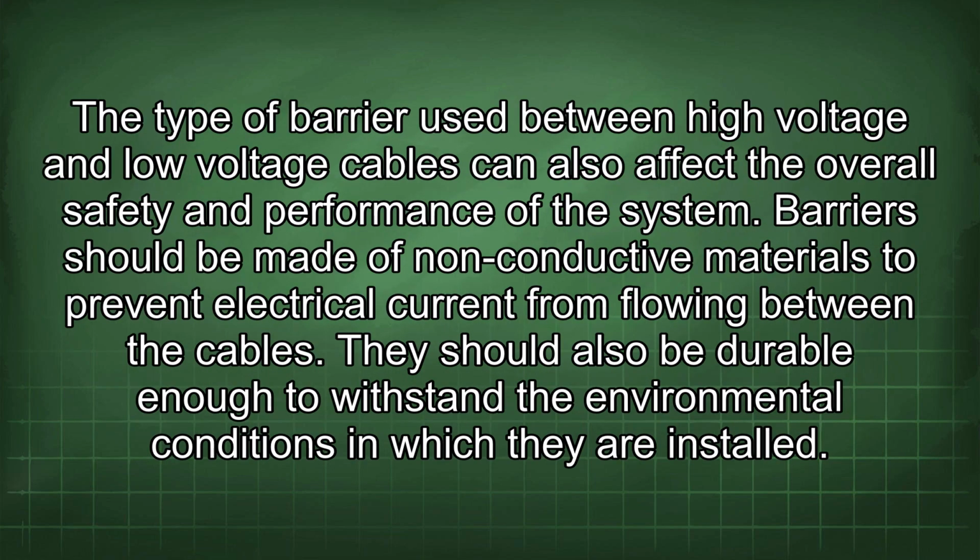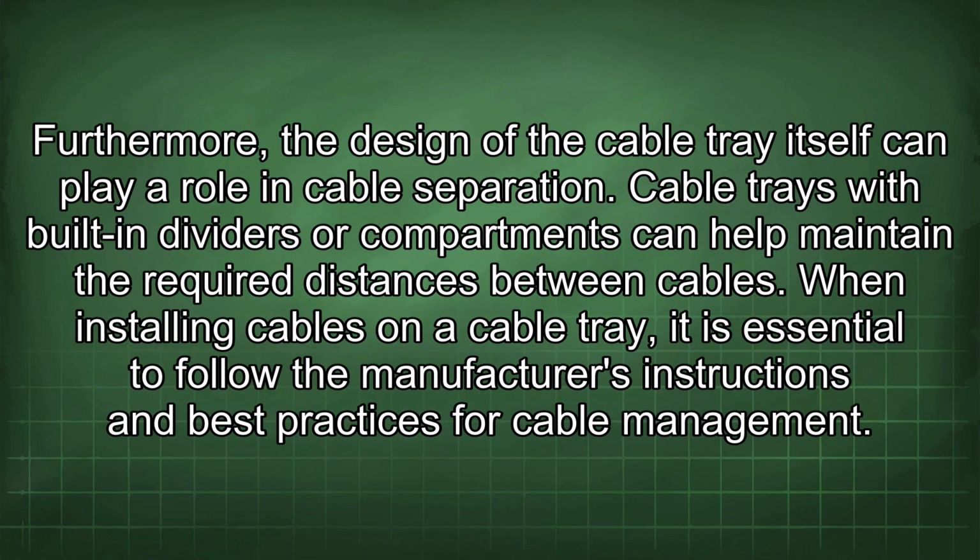The type of barrier used between high voltage and low voltage cables can also affect the overall safety and performance of the system. Barriers should be made of non-conductive materials to prevent electrical current from flowing between the cables. They should also be durable enough to withstand the environmental conditions in which they are installed. Furthermore, the design of the cable tray itself can play a role in cable separation. Cable trays with built-in dividers or compartments can help maintain the required distances between cables.